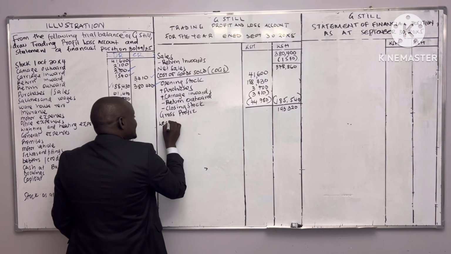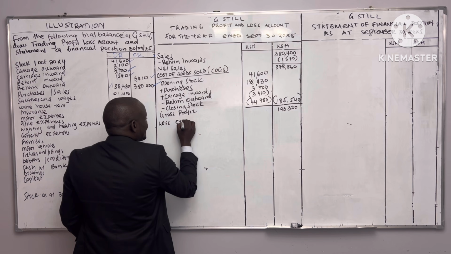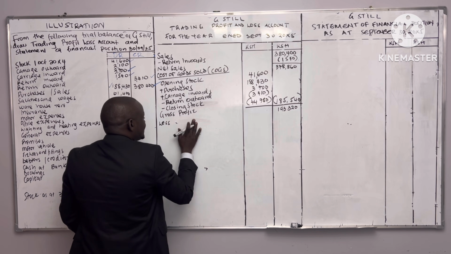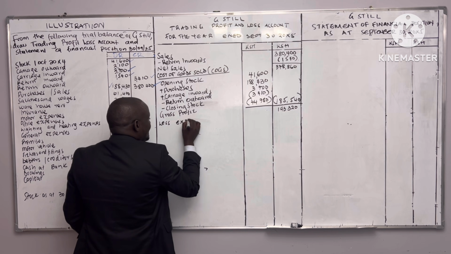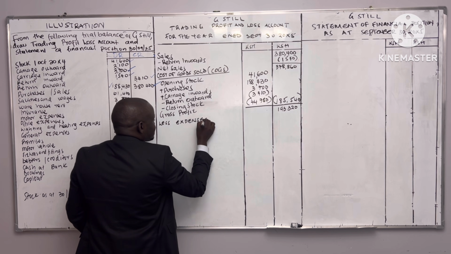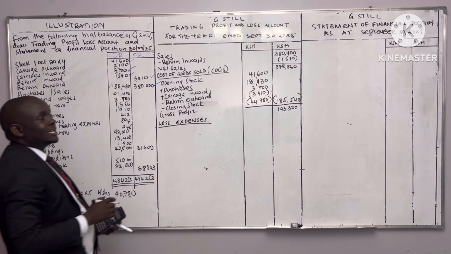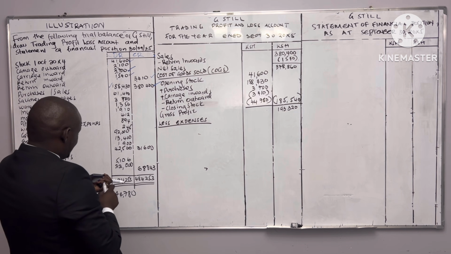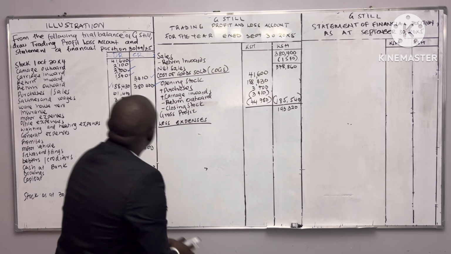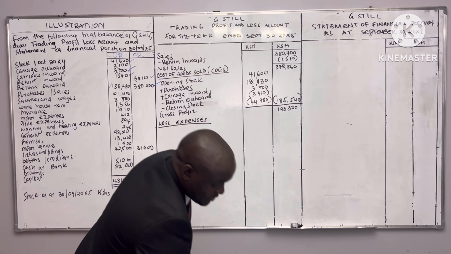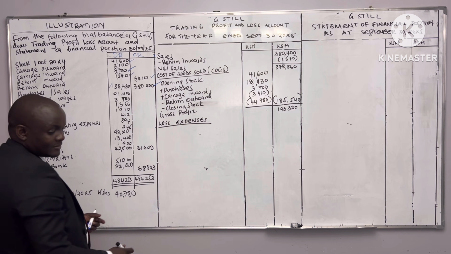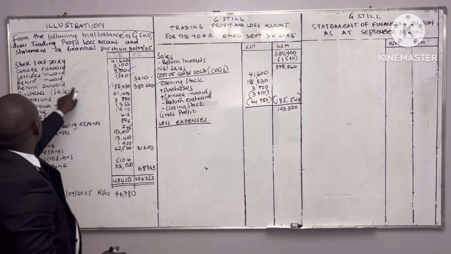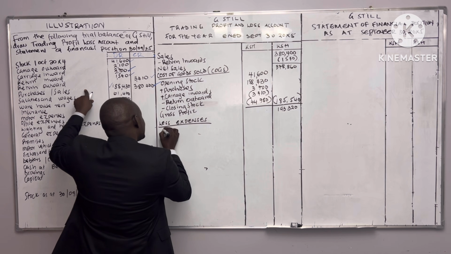So we start with less expenses. I can write this in capital. Less expenses. So let's look at the expenses we have. Expenses are normally on the debit side of the trial balance. So I have carriage outward as the first expense.